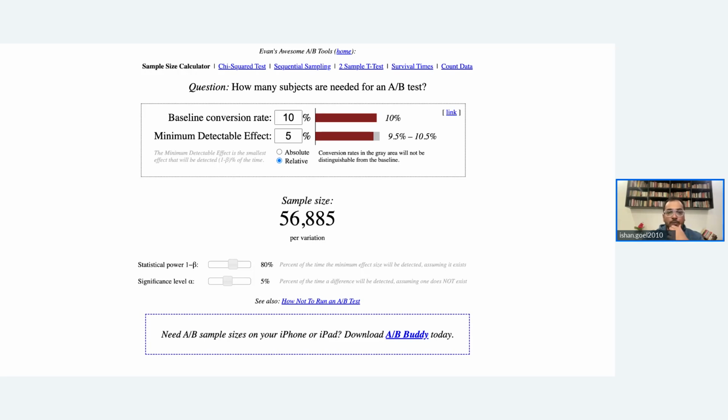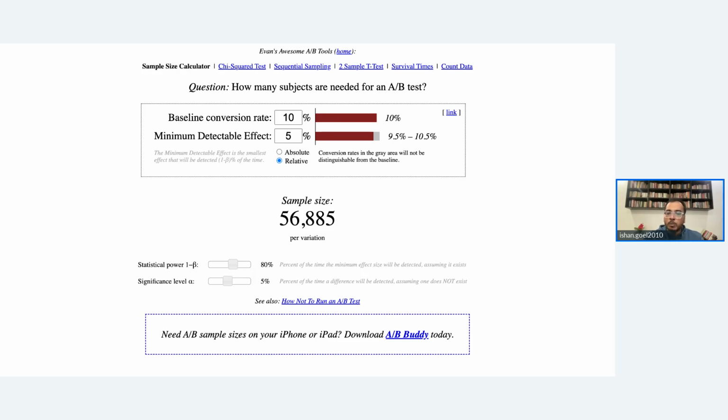Now, one very important thing that I want to highlight here is that MD is generally expressed relative to baseline. So suppose the baseline conversion rate you have is 10%, and the minimum detectable effect that you want to see is 5%. It essentially means a difference of 0.5%, which is 5% of 10%. So when you add and subtract it from 10%, you get 10.5% and 9.5%.